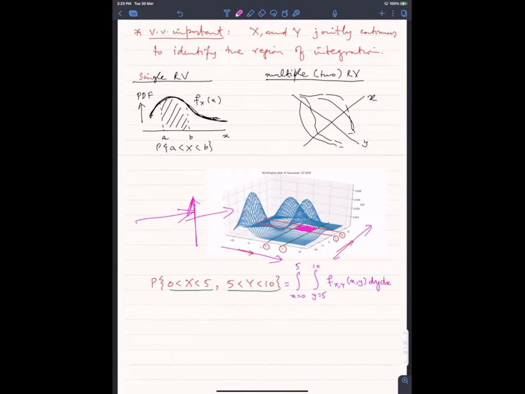So we will never have the joint density function or the density function, probability density function negative ever. ठीक है. Yes. Thank you. Okay, great.